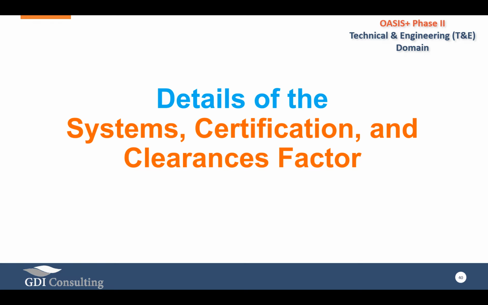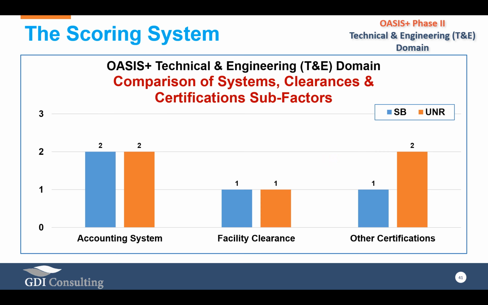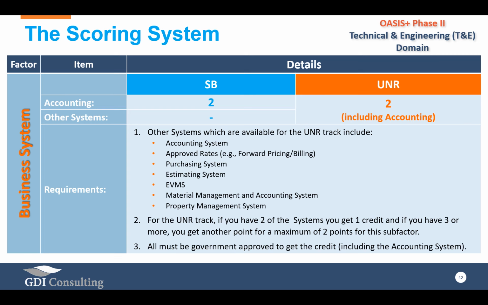Now the third main factor is the systems, certifications, and clearances. This is a graphical comparison of the subfactors. They're essentially accounting system, or sometimes called systems, facility clearance, and other certifications. And I will go over them very quickly.